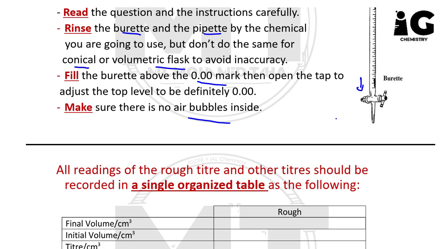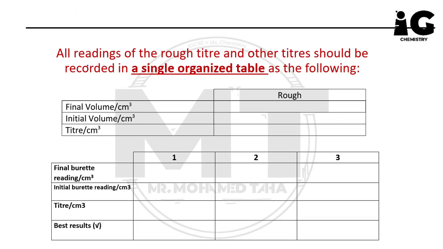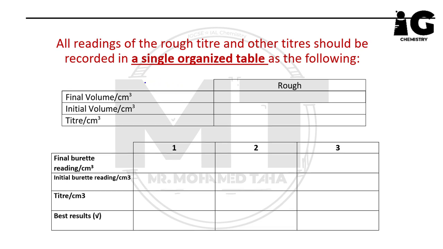Okay, and then for the readings, this is really important. Here the first important thing is that you have to record your readings in a separate, organized table. As you see here, you can see some tables. This is the first experiment, which is called the rough experiment. So you could draw the first table for the rough titer, the first experiment.